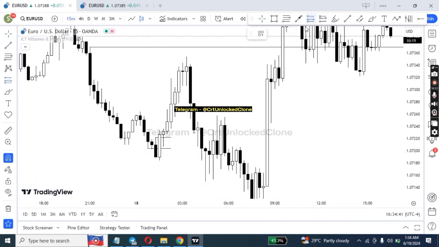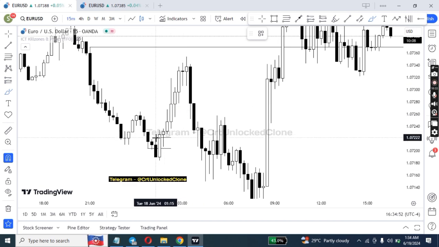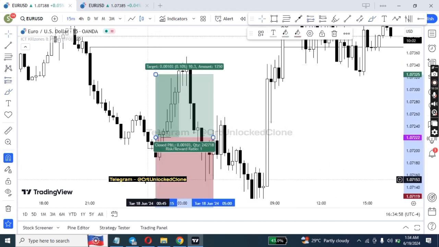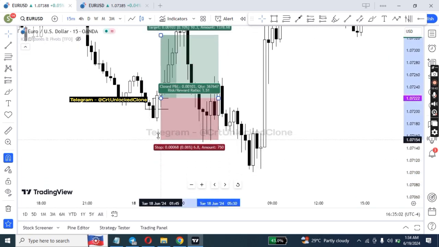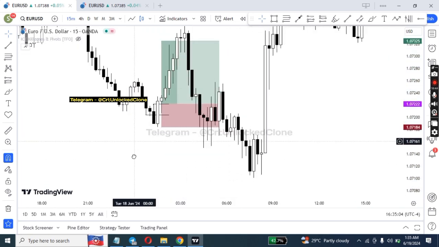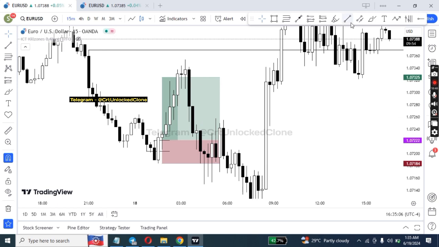Now what I did is took a model 1 entry. Now for those of you that know model 1 entry, you're going to see that basically we're going to take an entry at the open of this order block, right? At the high of this order block, right? And then we're going to put our stop loss right below this swing low, and we're going to first of all target the 50% of this range, right?